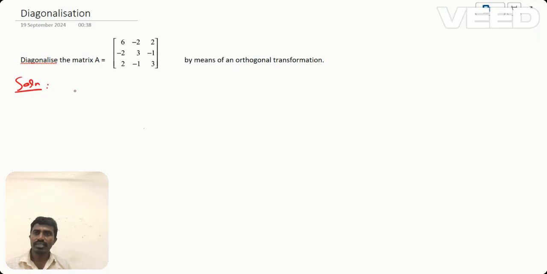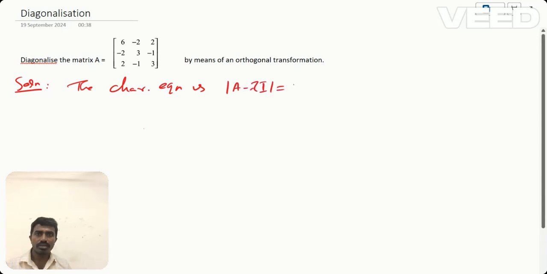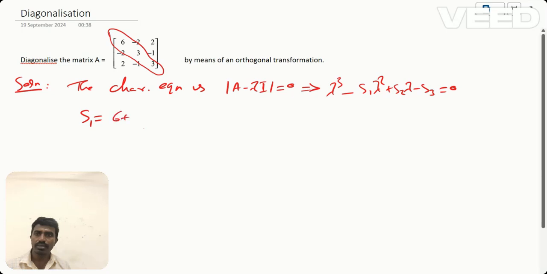First, write the characteristic equation. The characteristic equation is determinant of A minus lambda I equal to 0, which implies lambda cube minus s1 lambda square plus s2 lambda minus s3 equal to 0, where s1 is the sum of the main diagonal elements. Sum these three: 6 plus 3 plus 3, which is equal to 12.